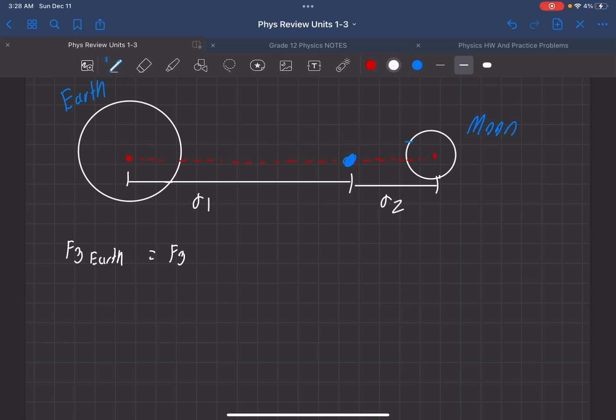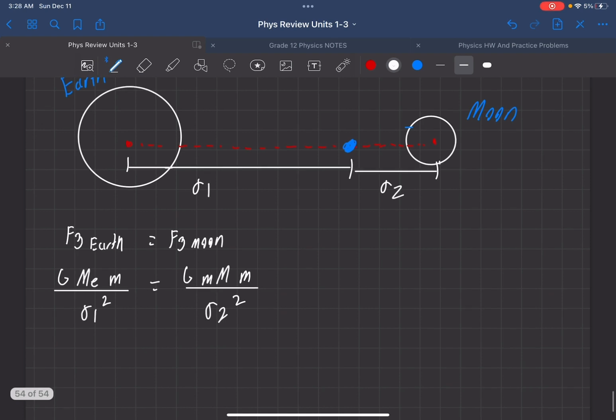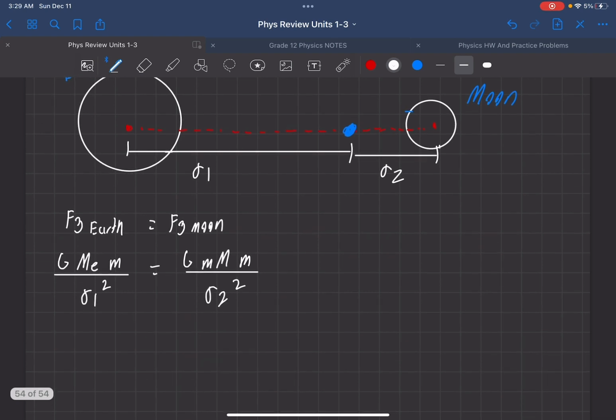So now we can say that F_G Earth equals F_G Moon. So G, we'll say M_E for mass of the Earth times M for the mass of the object, all over R1 squared, is equal to G, mass of the Moon times the mass of the object, all over R2 squared. So we come across a problem, right? We don't have enough variables to isolate for R1, but we can turn this R2 expression into one that includes R1. So how are we going to do that?